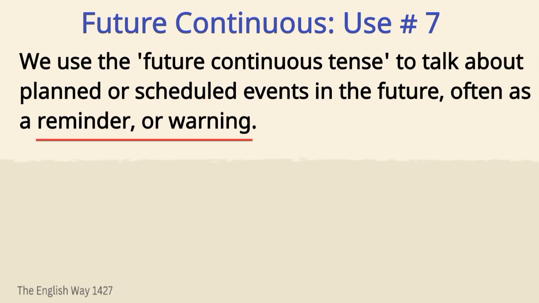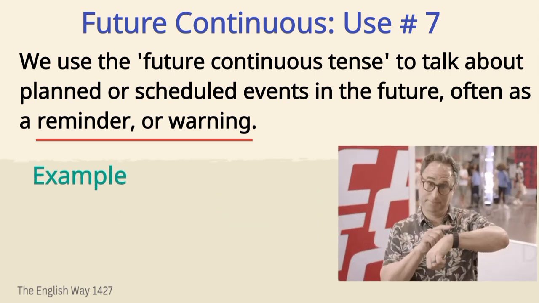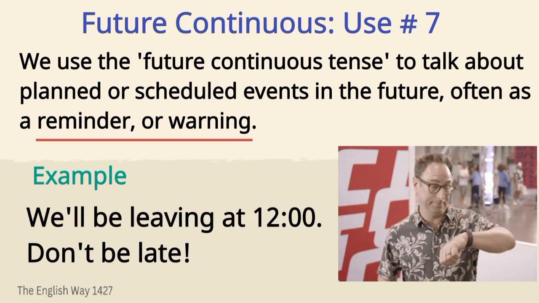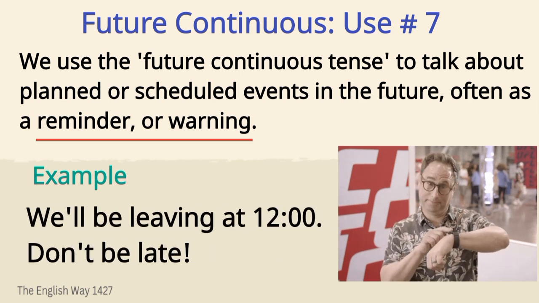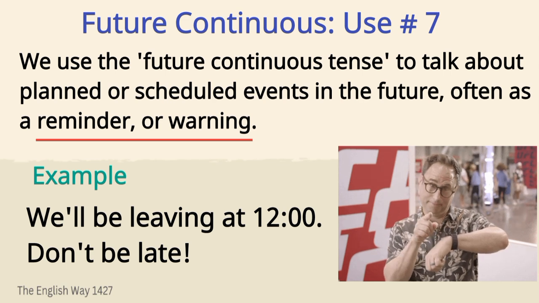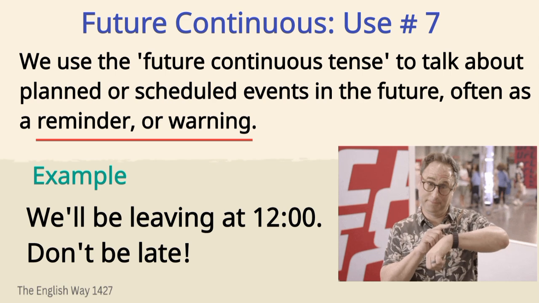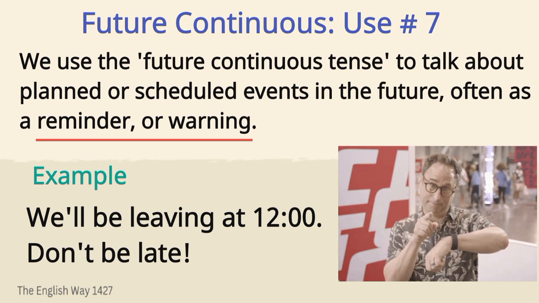Future continuous, use 7. We use the future continuous tense to talk about planned or scheduled events in the future, often as a reminder or warning. Look at the example. We'll be leaving at 12 o'clock. Don't be late.